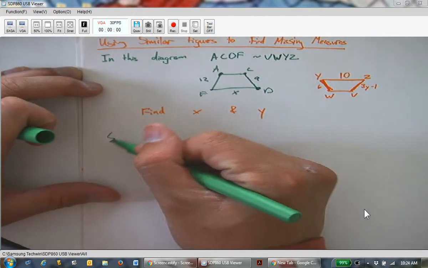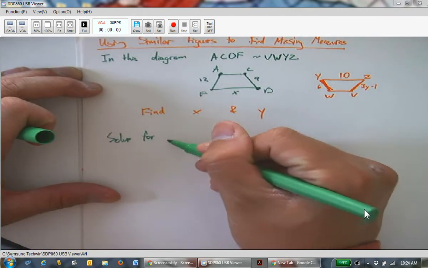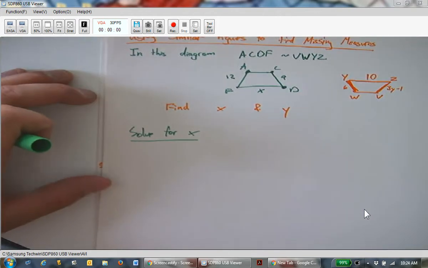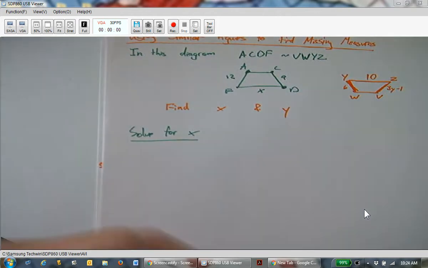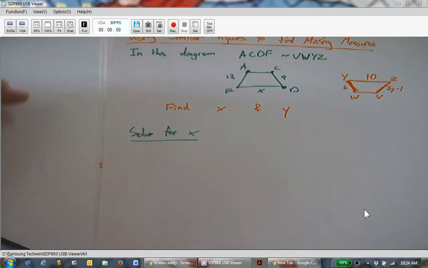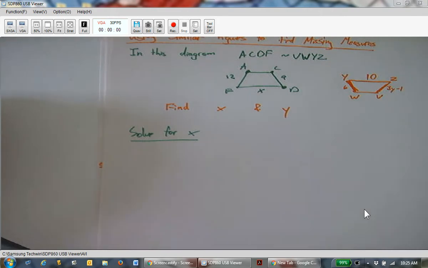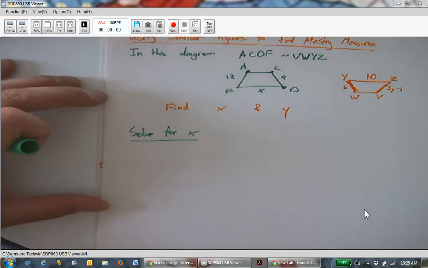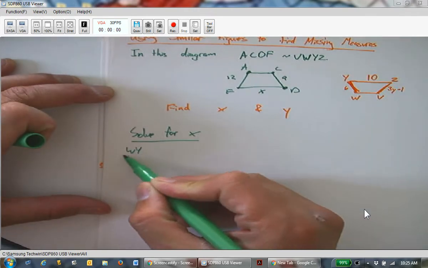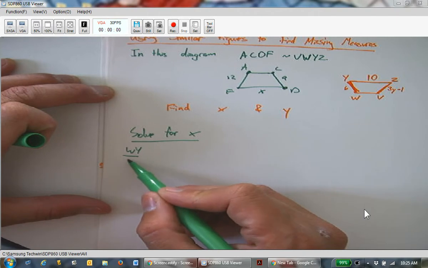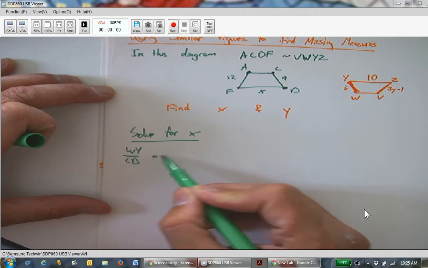Okay, so to solve for x, what proportion did you set up? You should have used a proportion, basically 2 ratios set equal to each other. Please give me the names of the segments that you used. Can someone please set up the proportion for me? We did YW over CD, and then YZ over FD.